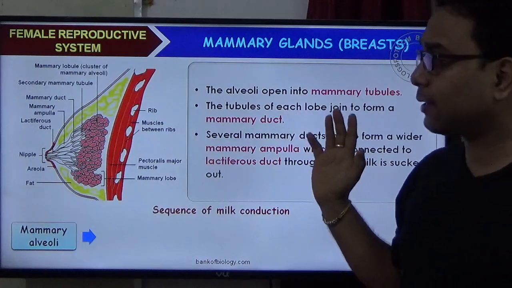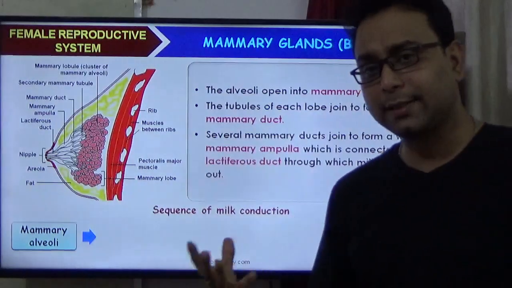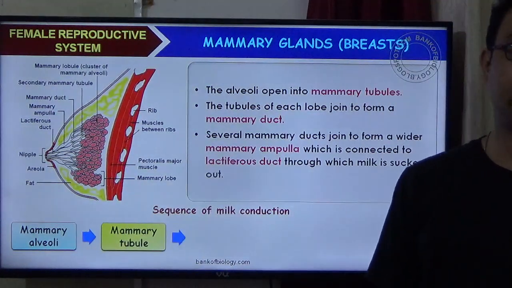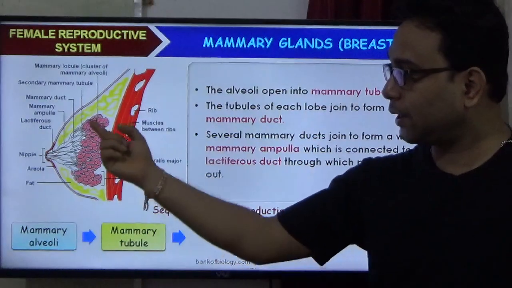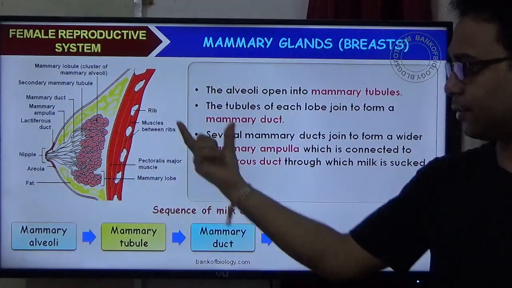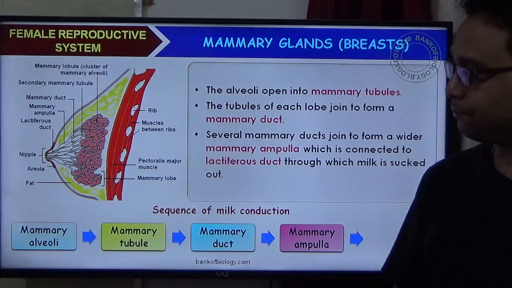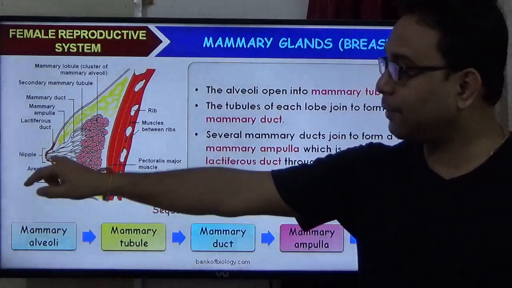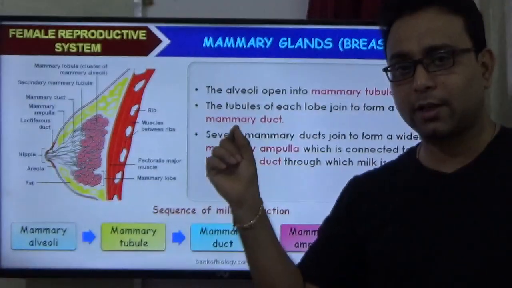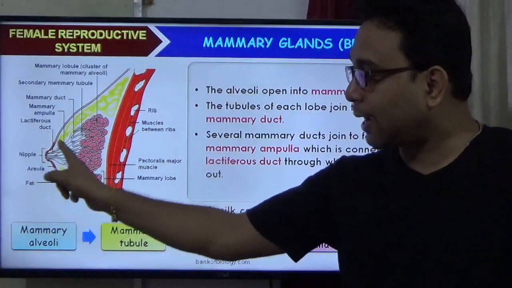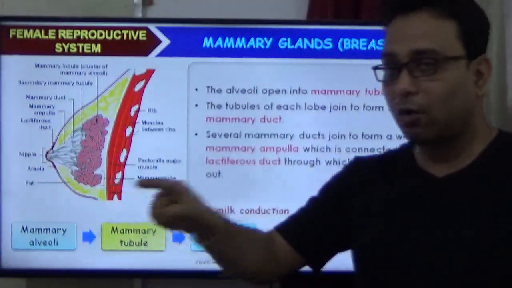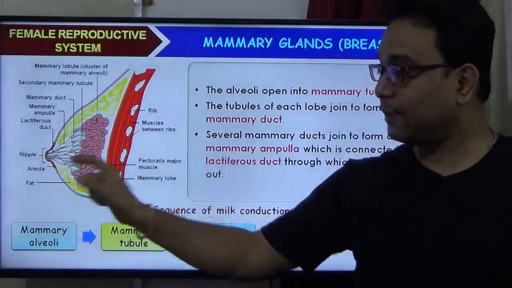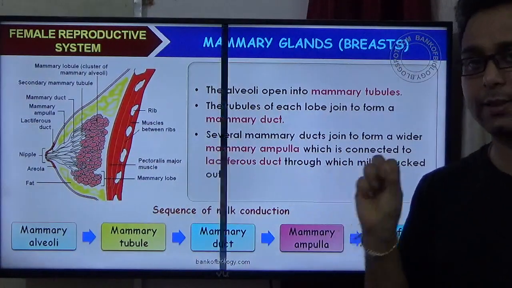If you summarize this point, what is the sequence of milk transportation? First, the mammary alveoli. Next, mammary tubules. Then mammary ducts. Next, mammary ampulla. After that, lactiferous ducts. After that, the nipple region. The nipple is just an external outgrowth, and around the nipple is the areola, a brown circular portion. The nipple is the main site by which the baby sucks the milk.